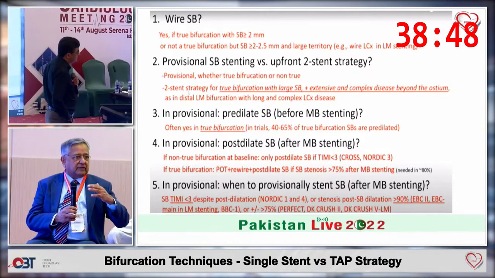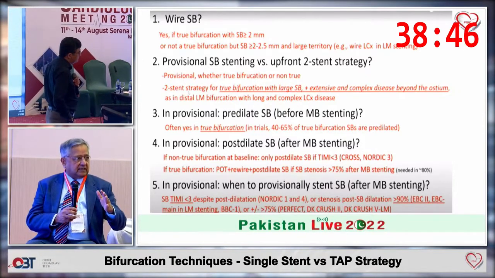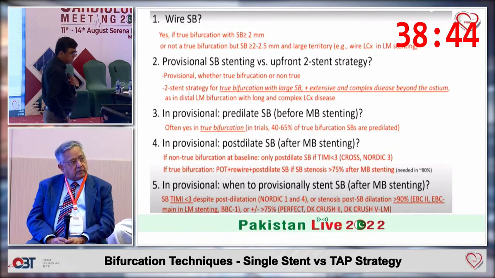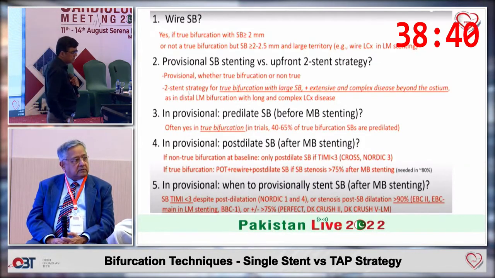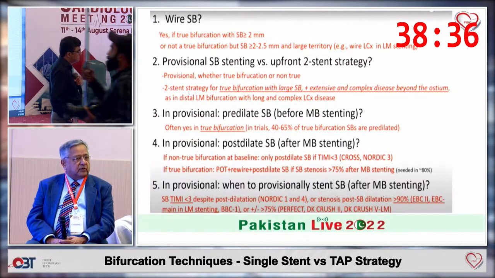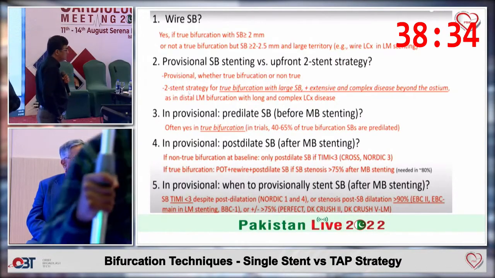Yes. Once you have a dissection, you'll have to stent it, and that's a problem. In case someone wants to go for the two-stent strategy, so when to go for the one-size NC pre-dilatation of the side branch? Yeah, you want to make sure that your stent will expand well.